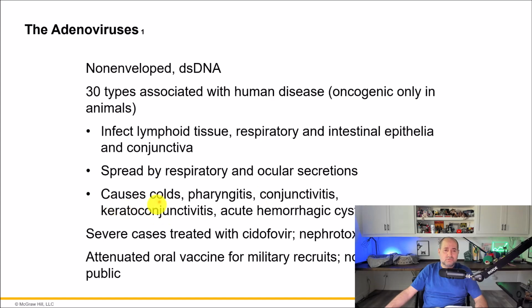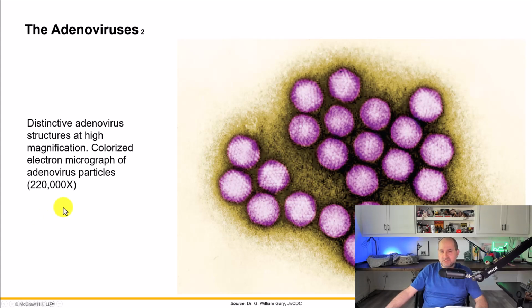They cause colds. This is a common cold. When they say the common cold, adenoviruses are a big player. Pharyngitis, conjunctivitis, keratoconjunctivitis, acute hemorrhagic cystitis. Severe cases can be treated with these antivirals here. Again, remember, antivirals simply shorten the duration and the signs and symptoms. Here you can see what the adenovirus looks like with an electron microscope.